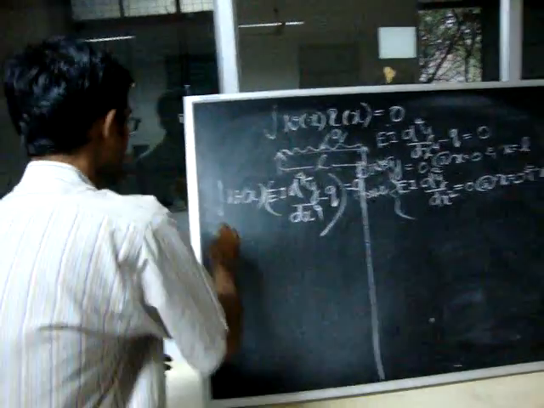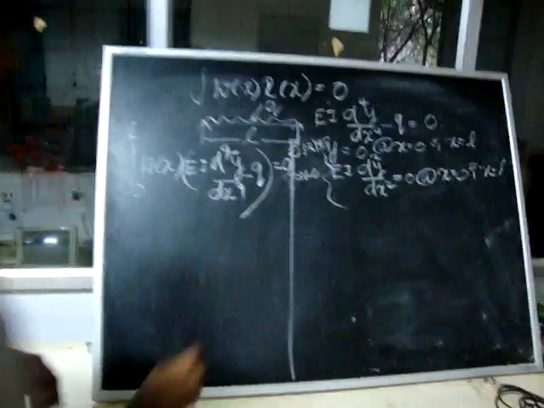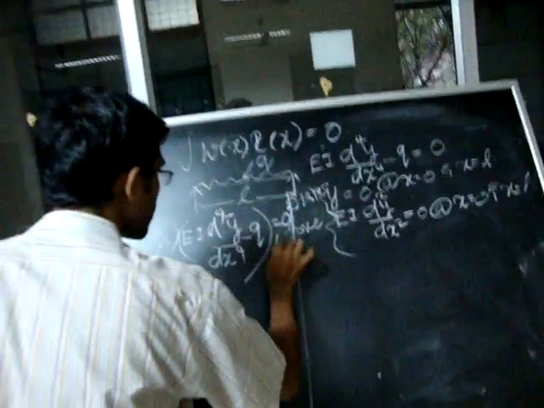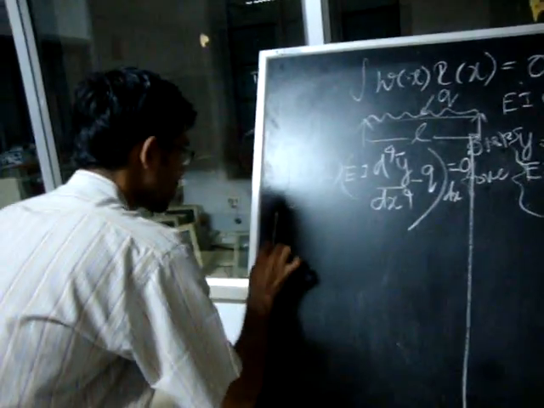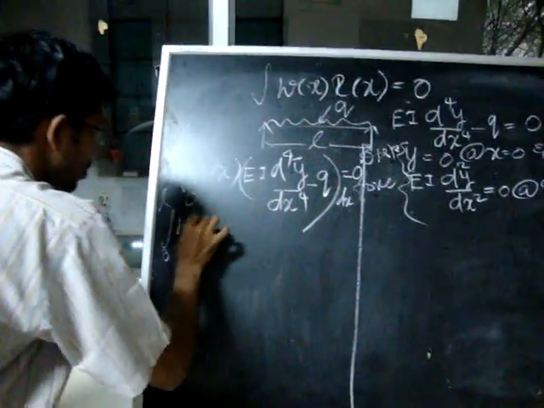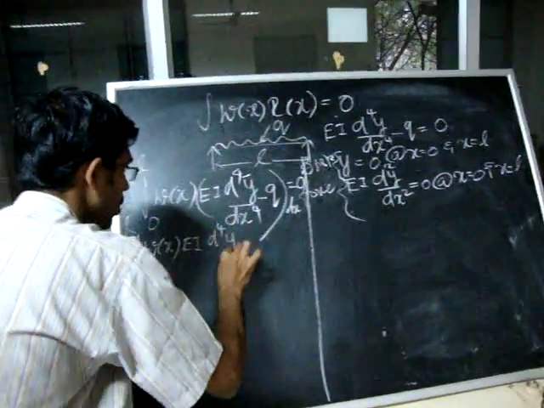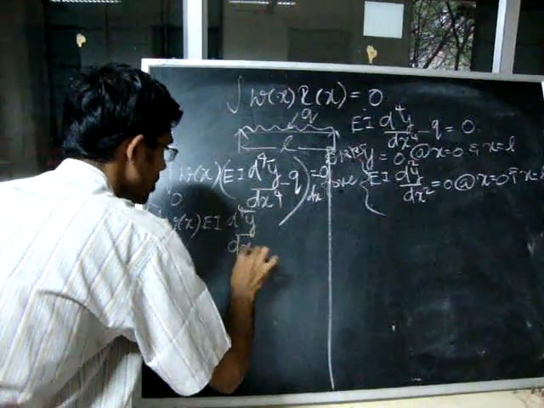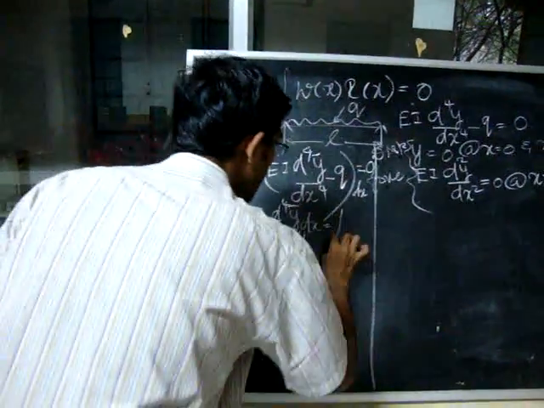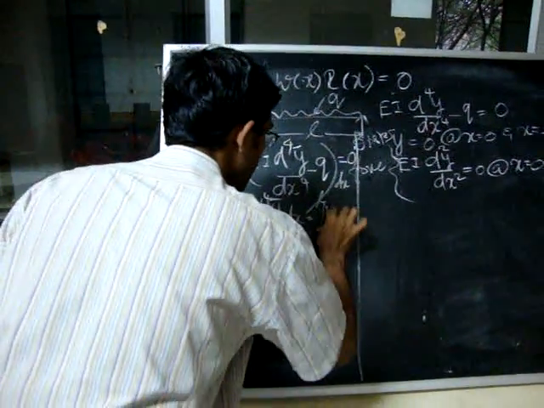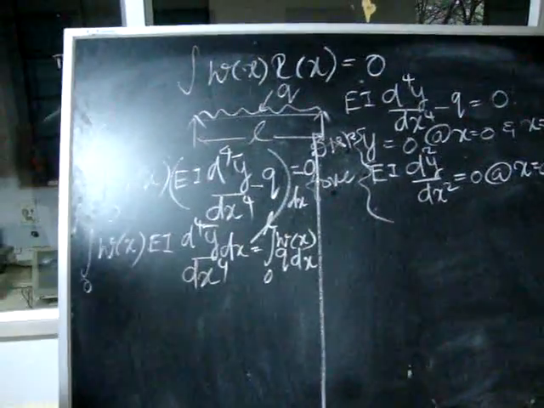Let this integration be over the entire length of the beam, so I have dx here. Now let me rearrange this: integral 0 to L of W(x) EI d4y bar/dx4 dx is equal to integral 0 to L of W(x) q dx.